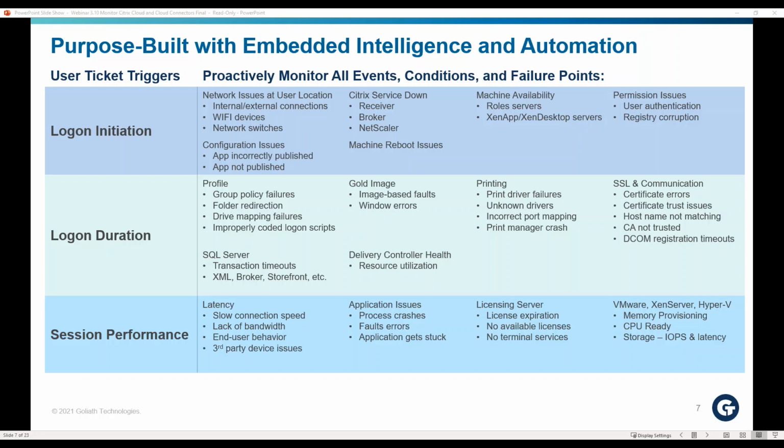And the reason that we can do this is, I mentioned earlier on, with Goliath, we have embedded intelligence and automation. We have been building in this intelligence and automation over the last 10 years. And so what that means is we know the common failure points for your end users. It typically happens around logon initiation, logon duration, or during the session itself. And so we have pre-built monitors for all events, conditions, and failure points that could occur. And we're going to automatically identify that environment, set up those monitoring rules, and then automatically alert you based on industry best practices from Citrix, VMware, Microsoft, Amazon, anytime thresholds are exceeded.